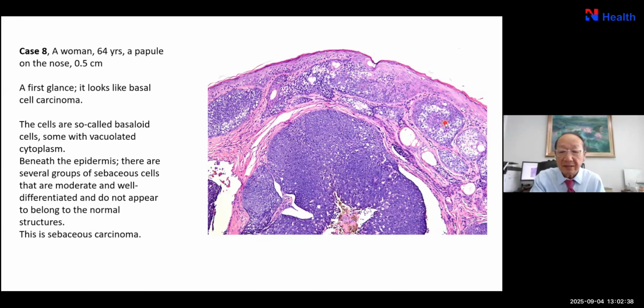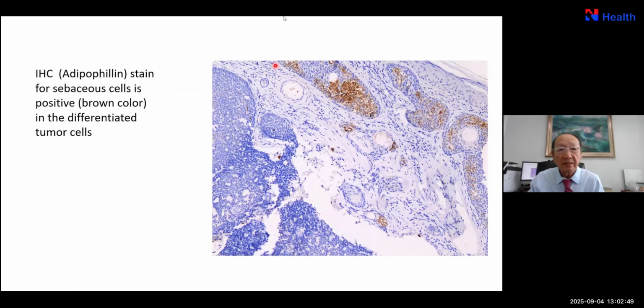And this is sebaceous carcinoma. We do immunohistochemistry with adipophilin, a stain for cells that carry lipid droplets. The differentiated ones stain positive. The younger cells that do not yet produce lipids do not stain positive, but a few in the size do. So this is sebaceous carcinoma. Sebaceous carcinoma has many forms. This is what we call basaloid sebaceous carcinoma.